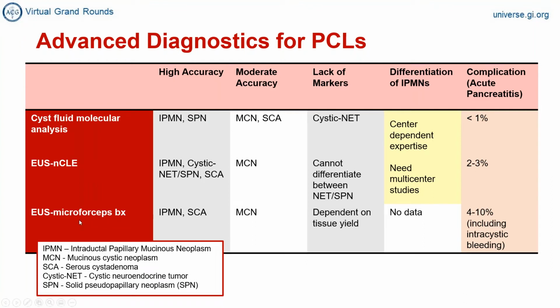And the last technique is EUS microbiopsy forceps. Again, it's really good for diagnosing IPMNs and also pseudocystadenoma. Again, a challenge with mucinous cystic neoplasms. And there is no data on differentiating IPMNs. And as we discussed, there is an increased risk of acute pancreatitis, and also there is an added risk of intracystic bleeding.